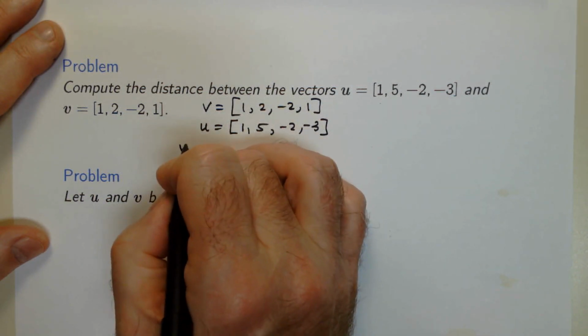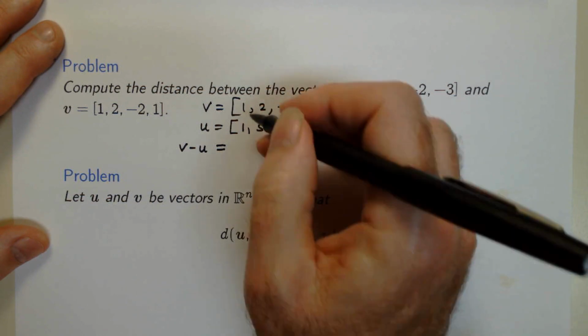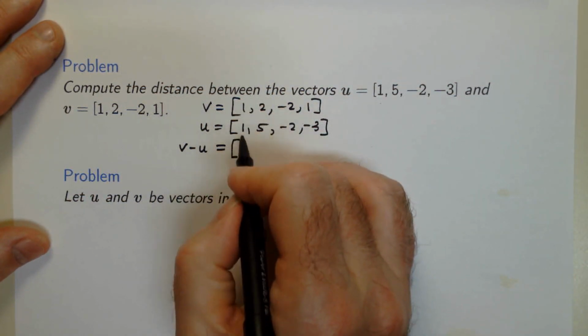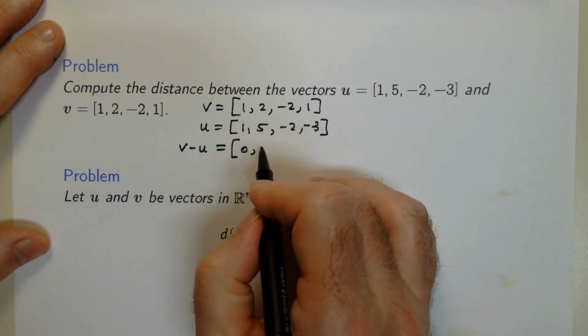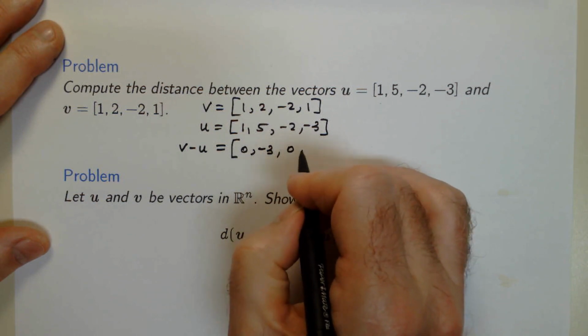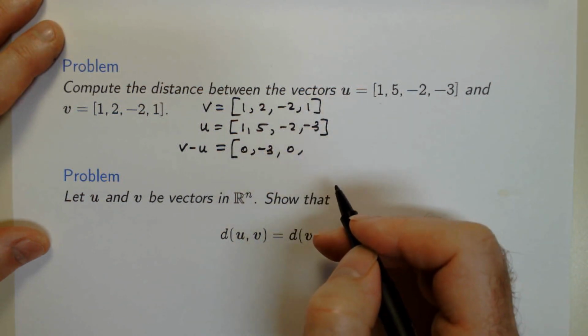So when I'm computing v minus u, I'm doing component-wise subtraction. 1 minus 1 is 0. 2 minus 5 is negative 3. Negative 2 minus negative 2 is 0. And 1 minus negative 3 is going to be 4.